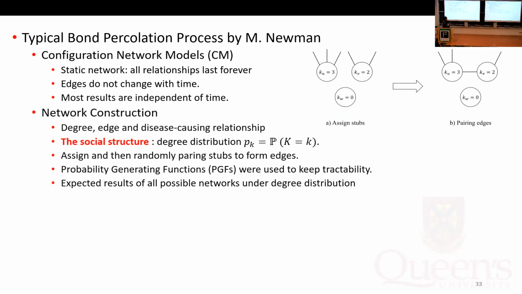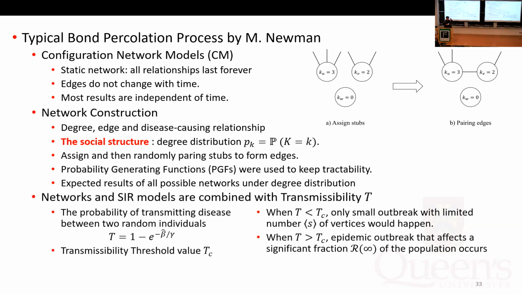It starts with the configuration model (CM) networks, which means the networks are not going to change with time. As a result, the epidemic result is not going to change with time as well. The social structure in the networks is given by the degree distribution, or how many edges connect to each of the individuals. The network is constructed after you give the social structure, assign the stubs based on the degree distribution, and randomly pair the stubs to form edges. The SIR model and the network itself are combined with the idea of the transmissibility T here, and after the calculation we can get the probability of vertices being unaffected or being infected during the outbreak.